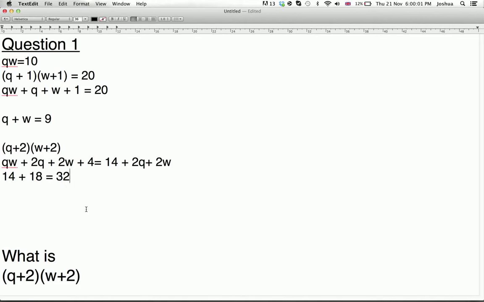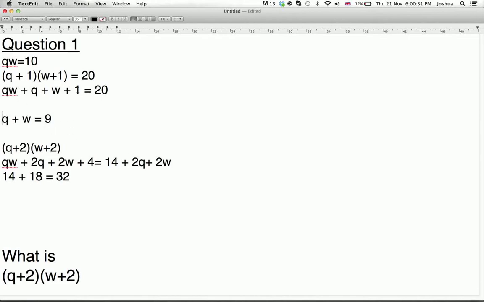I'm going to check the mark scheme now, just to check if that was the answer I got in the paper. I'll check my paper to see if that's what I got. Yes, I did get the Q. This is how I did in the exam. I said if Q plus 1 times W plus 1 is 20, then we know that this is true. Yep, I did that. Then we can simplify that.